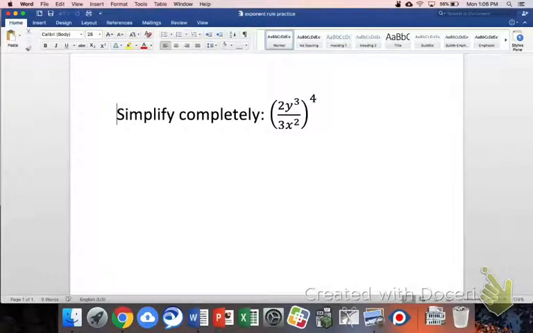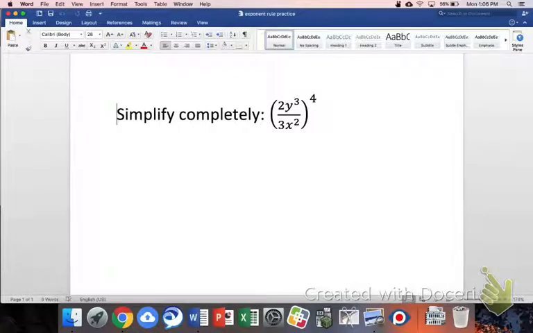So the first thing I'd encourage you guys to think about is identifying that this right here, of course, is a fraction. It's a quotient. And that whole quotient, that whole fraction, has this exponent of 4 on it. And so that means that exponent of 4 applies to every single part of the fraction. So some people call this the distributive property. It's not really the distributive property.